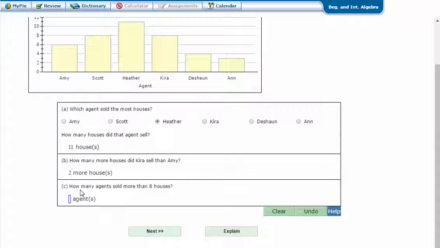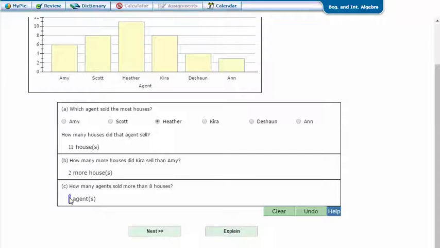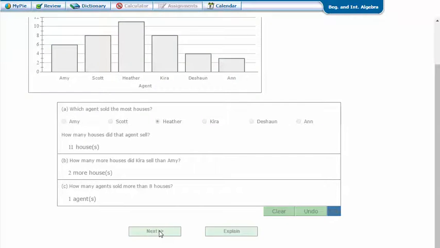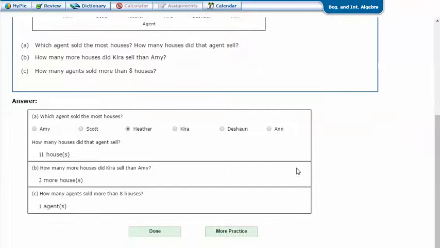How many agents sold more than 8 houses? And so I'm going to look at the 8, and in this case it said more than 8, not at least 8. And so the ones that are at 8 don't count. It's just the ones that are taller than 8, which is just Heather. And so just 1 agent sold more than 8 houses. And click Next. And it says that I got the correct answers. Let's try one more.